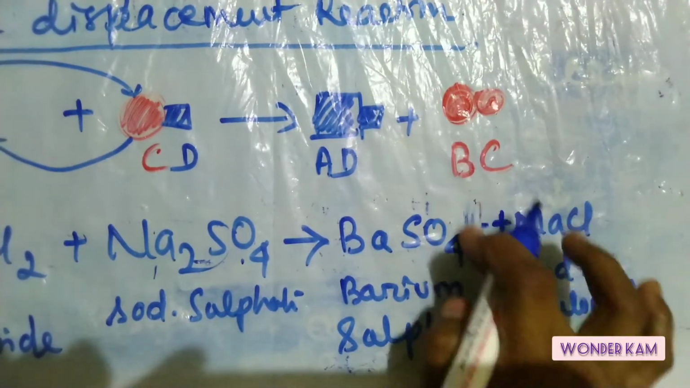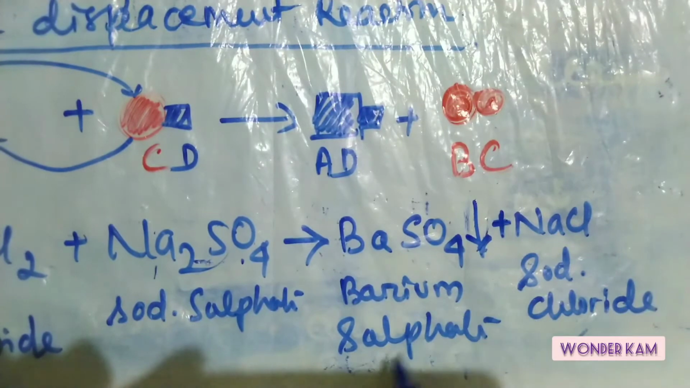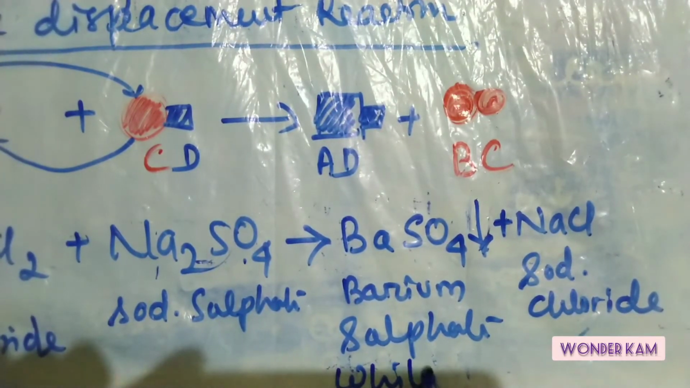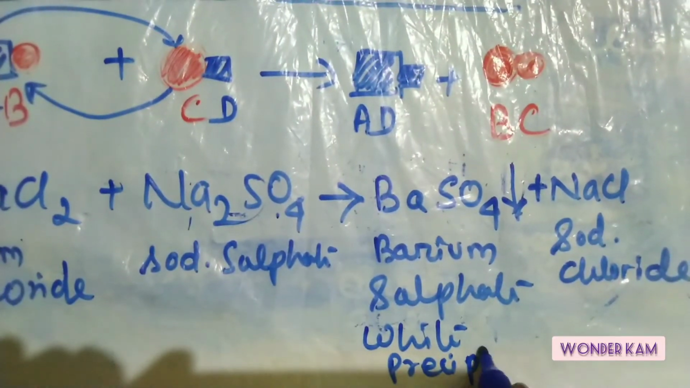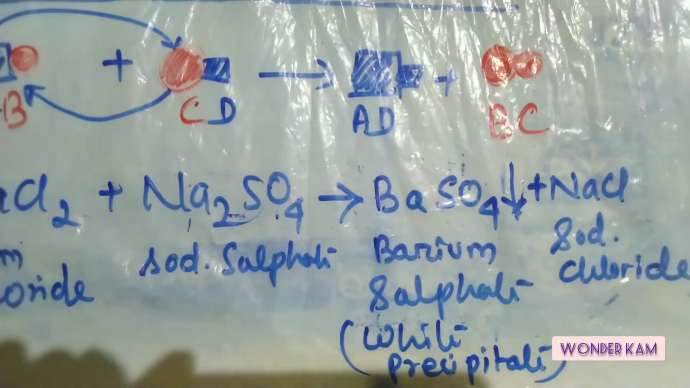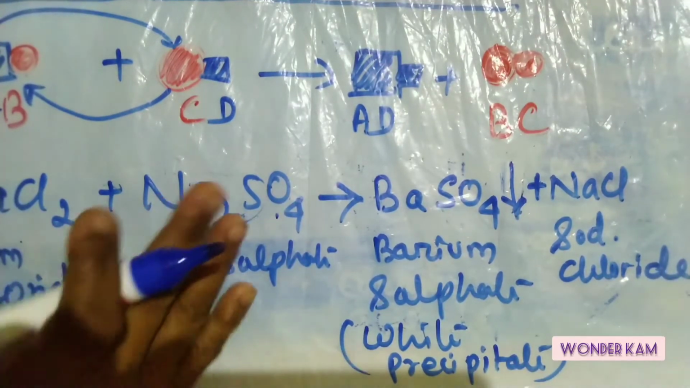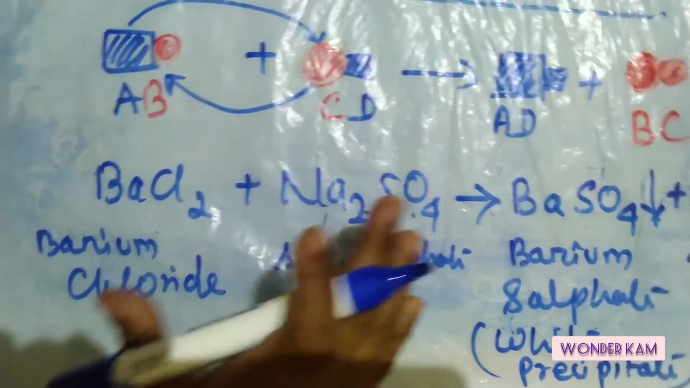Why is this a white color precipitation? This is a solid precipitate. This is a white coloration. The other two are colorless, so this reaction mixture would be colorless.